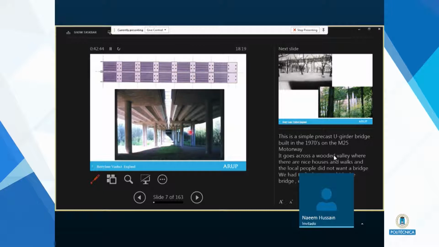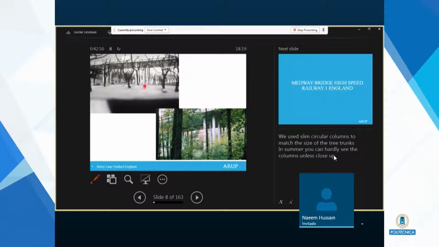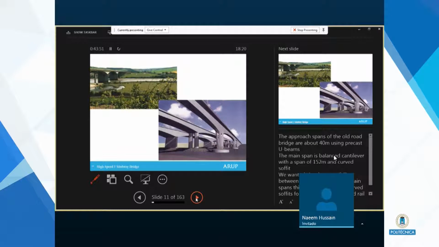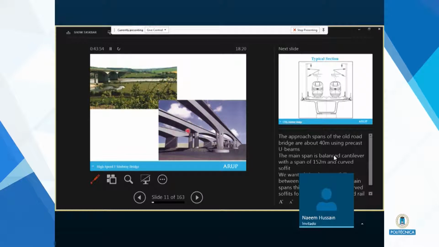The idea of this column basically was that it was going to be a new motorway bridge in the middle, and then the railway bridge on the side. And the issue really was how to build 2 new bridges next to the old bridge, so there was some kind of visual compatibility between them. The span is quite modest, it's 152 meter. But you can see that the old bridge was a balanced cantilever and there was a curved soffit.